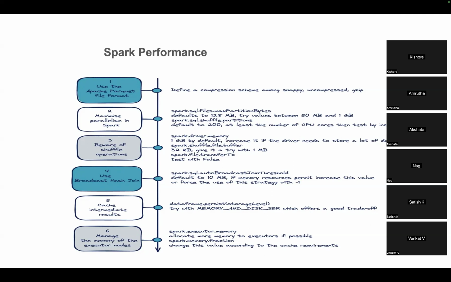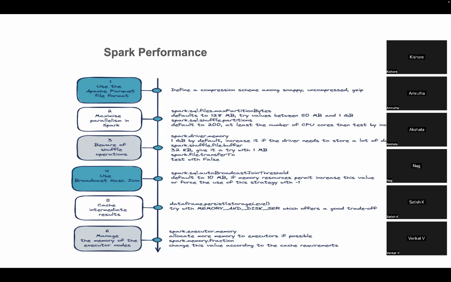Number 5 is cache, which is what we just covered. We looked at DataFrame dot persist. What is the storage level? Is it memory and disk, or just memory? Memory and disk with serialization offers a good trade-off. You don't have to put everything in memory; you can put some in memory and some on disk with serialization. It depends on a case-by-case basis, how much data you have and how much memory you have to handle the caching.